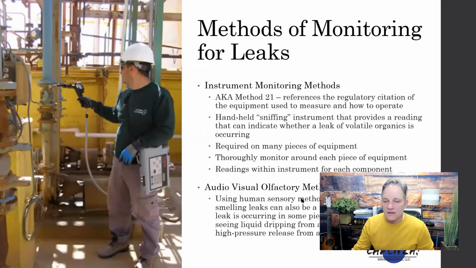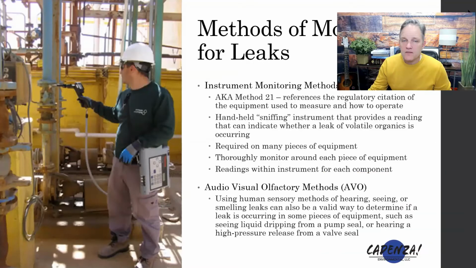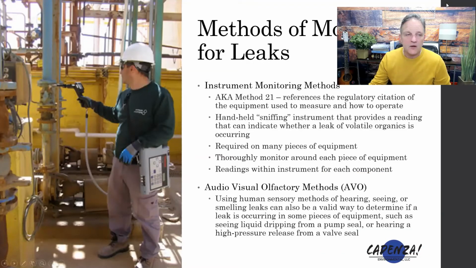How do you find these leaks? So, methods for finding these leaks. There's instrumentation involved, otherwise known, you'll hear the term Method 21. All it does is refer to a specific kind of instrumentation that's used to help find leaks. As pictured on the screen, it references a regulatory citation of the equipment that's used. That's why it's called Method 21.